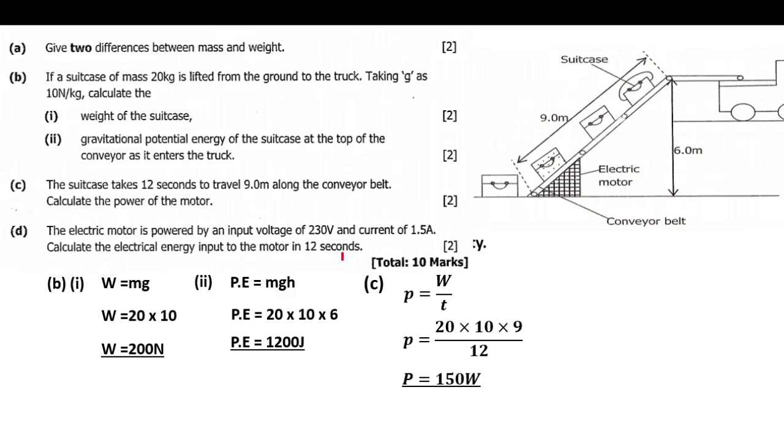So electrical energy is given by voltage times current times time. Voltage we are given 230, then current we are given 1.5, then time we are given 12. Then you substitute and get 230 times 1.5 times 12. Then when you multiply, you get 4,140 joules. So also energy is in joules.